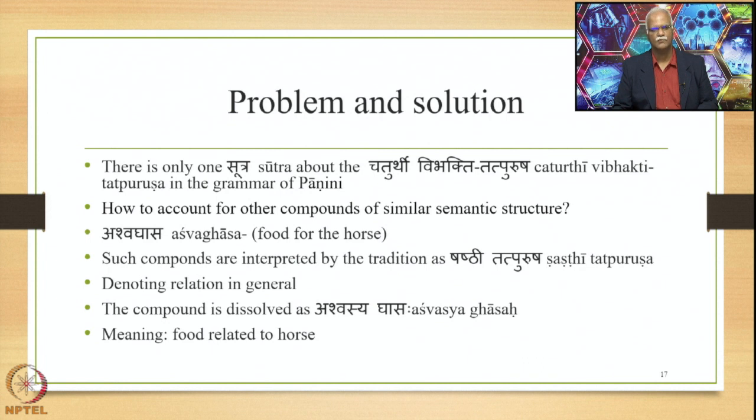Now the solution found by the tradition is that such compounds are interpreted as shashti tatpurusha, denoting relation in general, ashva sambandhi ghasa. The compound is dissolved then as ashvasya ghasaha, meaning food related to horse. And then, because this is a shashti samasa, there is sanction in the grammar of Pāṇini, and then the relation is in general, so that semantic condition is also satisfied and the compound is generated.